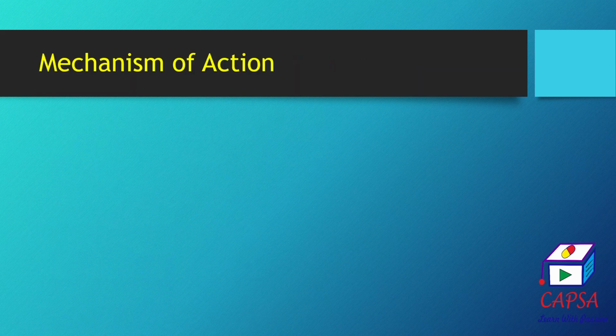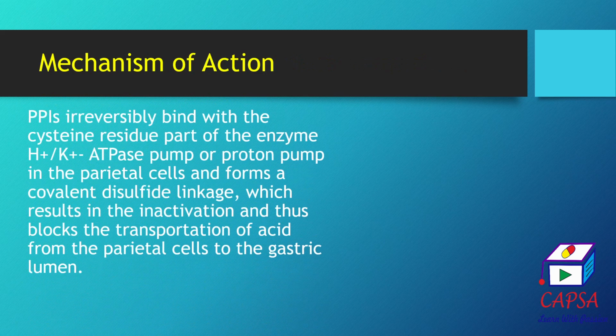Now, what is the mechanism of action of proton pump inhibitors? Proton pump inhibitors irreversibly bind with the cysteine residue part of the enzyme hydrogen potassium ATPase pump or proton pump, which is present in the parietal cells of the stomach, and form a covalent disulfide linkage, which results in inactivation and thus blocks the transportation of acid from the parietal cells to the gastric lumen. We will understand this mechanism of action with a picture.